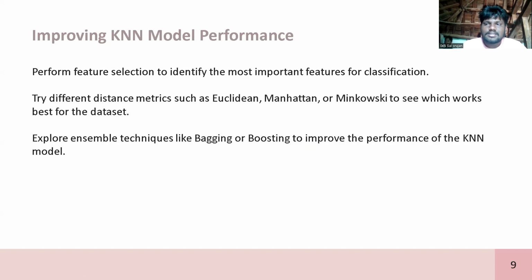So the first major task to improve the KNN model performance: we should do feature selection to identify the most important features for the classification. Try different distance metrics, which are used for the basic data sets. Explore ensemble techniques such as bagging and boosting to improve the performance of the KNN model.